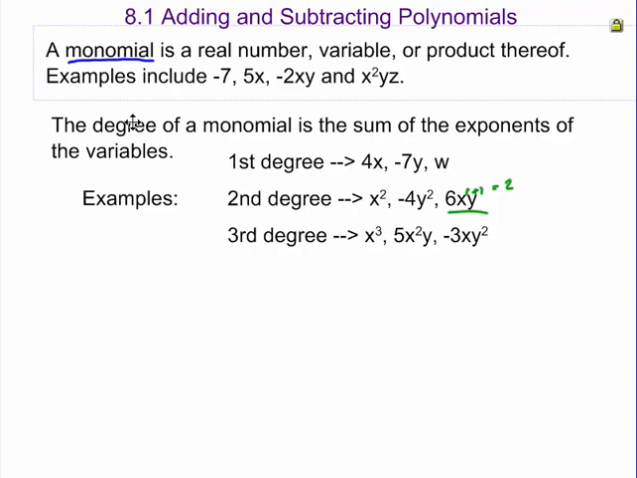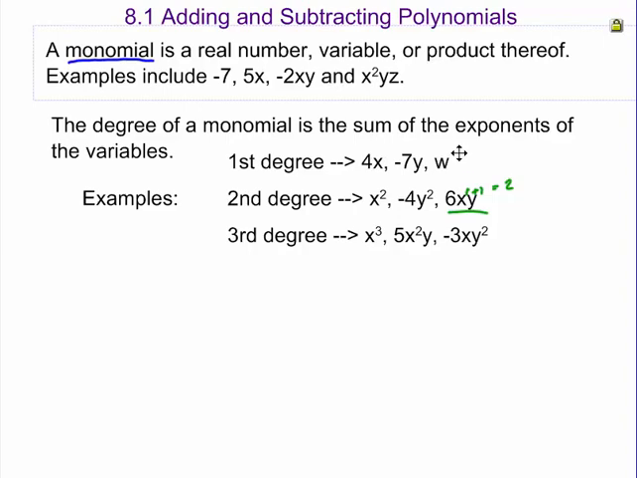Okay, what you need to know about today, we're going to be adding and subtracting polynomials. First thing you need to know before we can even get into adding and subtracting polynomials is what a monomial is. Okay, a monomial is a real number, variable, or product thereof. Now it's nothing crazy. I mean, a number is a monomial. If I write on the board a 6, that's a monomial. If I write 3x, that's a monomial. Okay, and I give you some examples right here: -7, 5x, -2xy, x squared, y times z. These are all monomials.